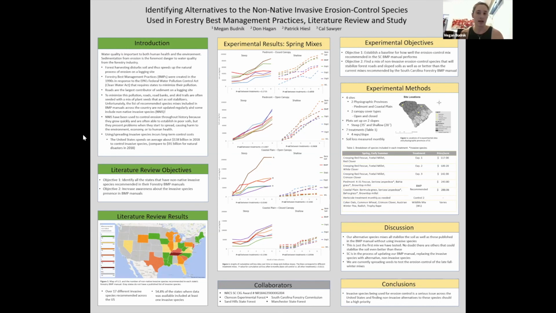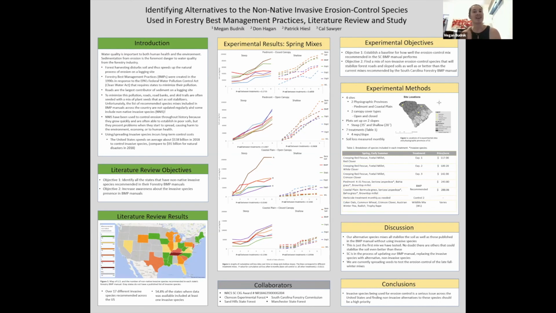In South Carolina, unfortunately, we haven't updated this mix of seeds in about 20 to 30 years. So we actually have 3 different invasive species on that recommended list of seeds that we use. If you look at the bottom left, there's actually a map.